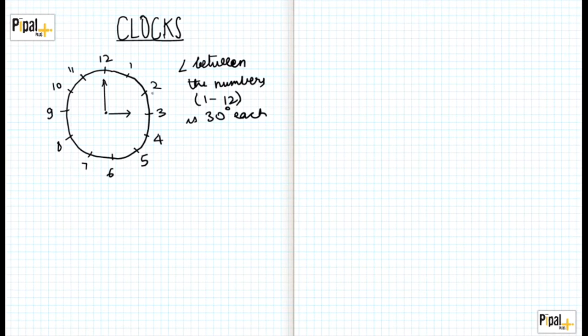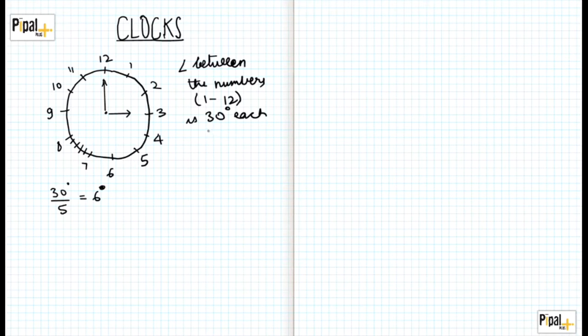Then every gap between two consecutive numbers is also further divided into 5 etchings, right? So the gap between 7 and 8 is divided by marks 1, 2, 3, 4 and 5 into 5 equal parts. Now, if the angle between 7 and 8 is 30 degrees, then each mark will be equivalent to 30 degrees divided by 5 equals 6 degrees, right? So every minute marking on the clock is equivalent to 6 degrees, right?